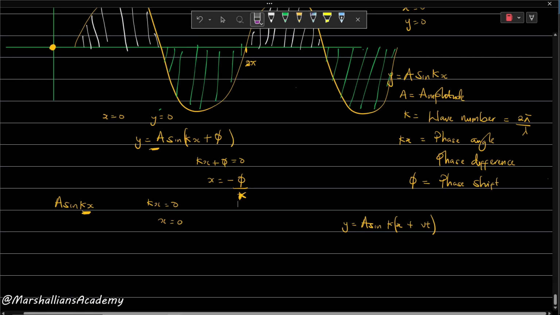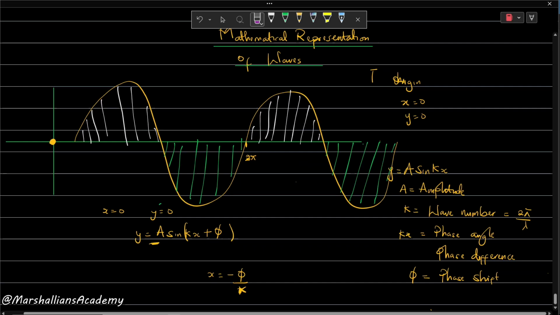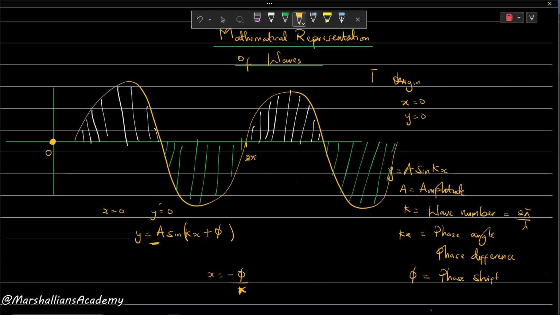Now, for our wave to move from 0 to negative phi over k, it means this x, which is our starting point, would move backwards. Why is it backwards? Look at it. If this is 0, and let's just call any point negative phi over k. Let's say this point, negative phi over k.